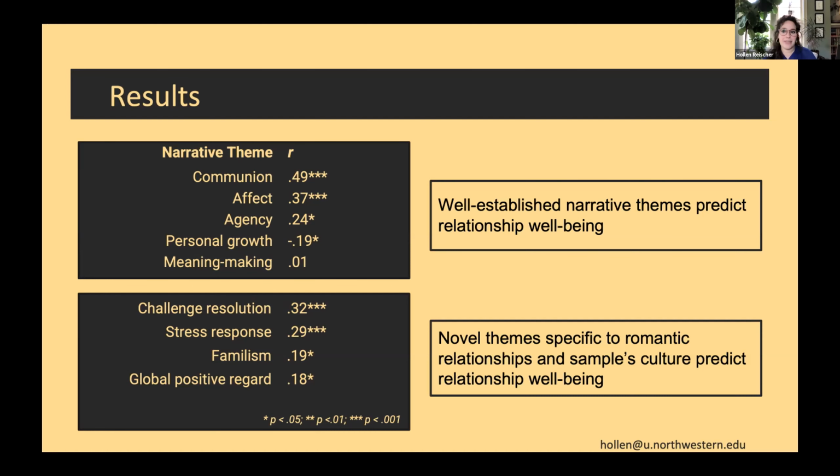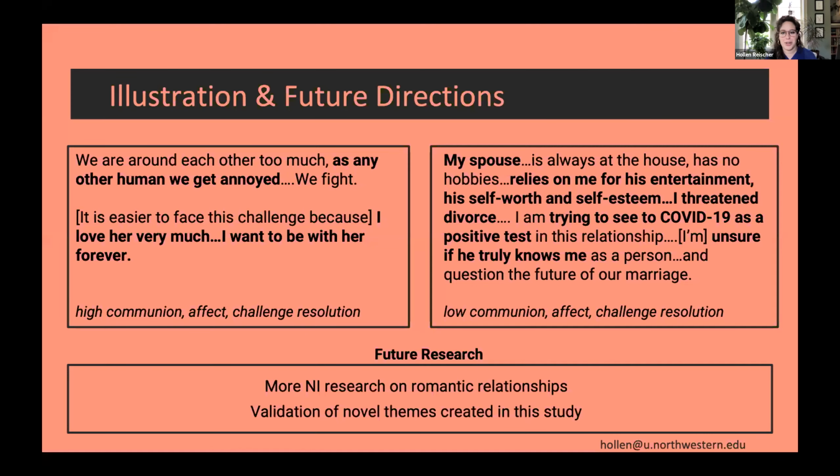And just to give you a flavor of what this looked like, I want to show you excerpts quickly of one couple. You'll see the husband scores high on communion, affective tone, and challenge resolution, whereas the wife scores low on these same themes. So he said, "We are around each other too much as any other human. We get annoyed and we fight, but it's easier to face this challenge because I love her very much and I want to be with her forever."